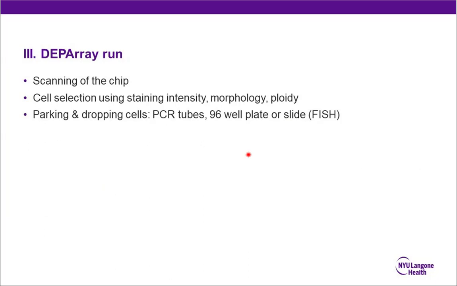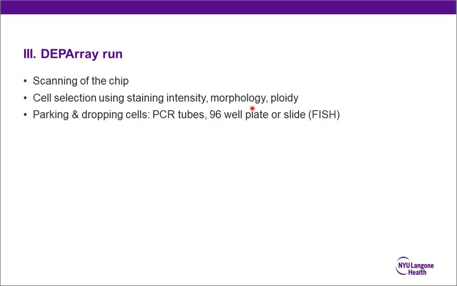The DEPArray run, I will not dwell on it too much. It's fairly automated. Particularly the new NxT system has significantly simplified cell selection, so it is almost completely hands-off. Once the technician or student or postdoc loads the chip, it gets scanned, and the system helps you automatically select the cells that fit the criteria, that are in a cage, and that are possible to be rounded and moved around. And then you can select your groups of interest using the intensity from your staining.